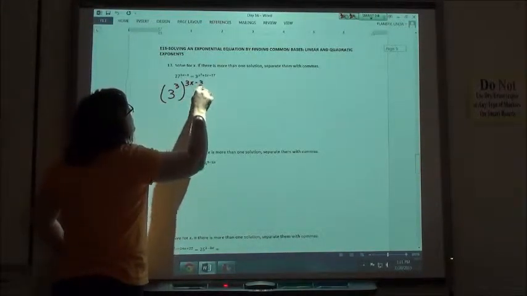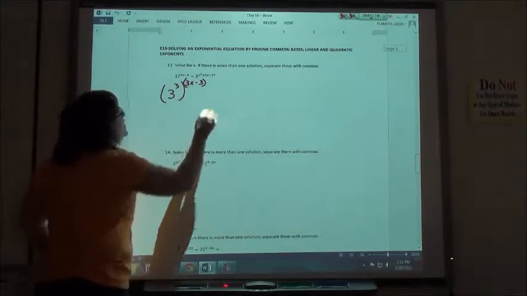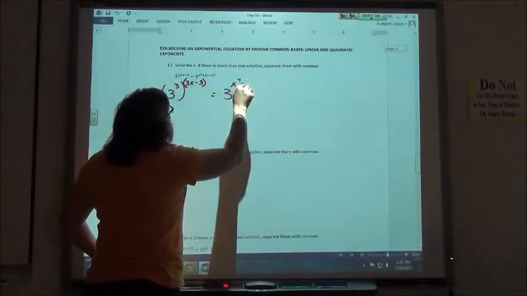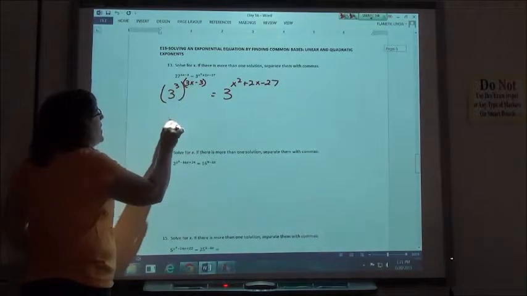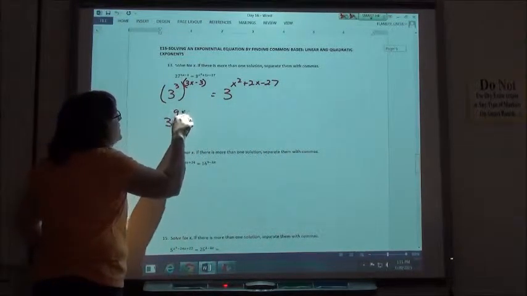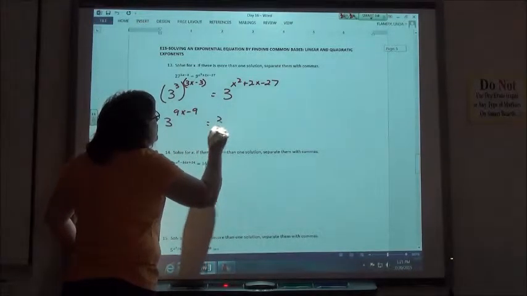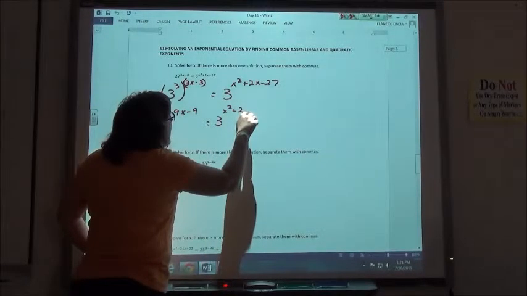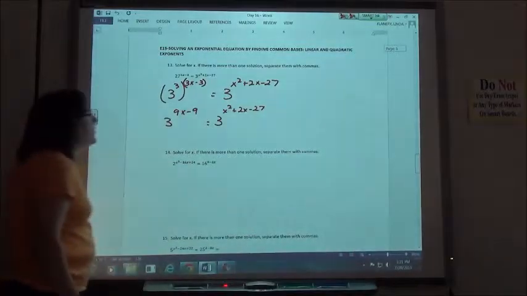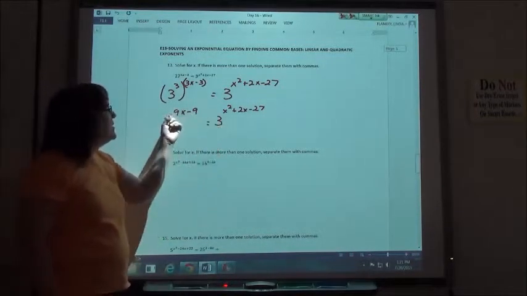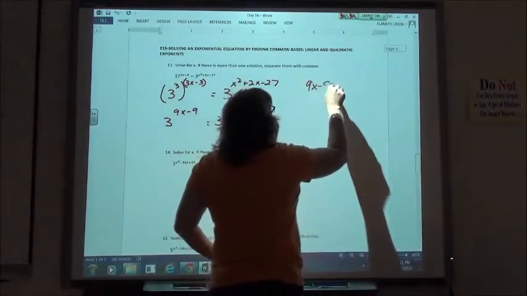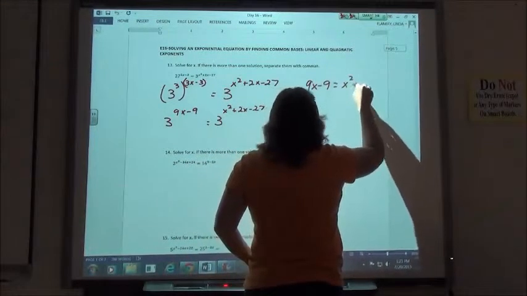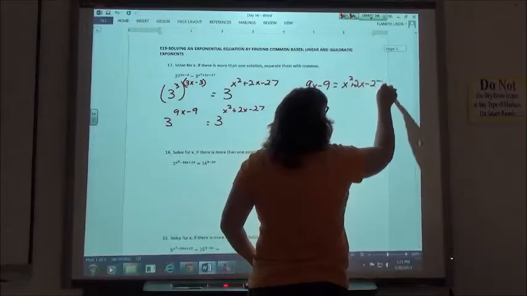So I'd have 3 to the third raised to the 3x minus 3 equals 3 to the x squared plus 2x minus 27. Multiplying that out, I'd have 3 to the 9x minus 9 equals 3 to the x squared plus 2x minus 27. So now that my bases are the same, I can set my exponents equal to each other. 9x minus 9 equals x squared plus 2x minus 27.